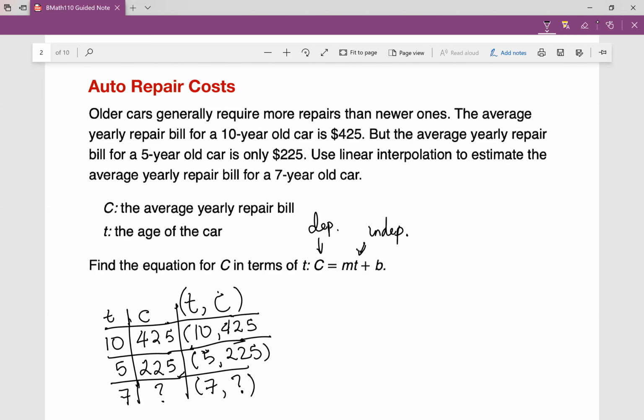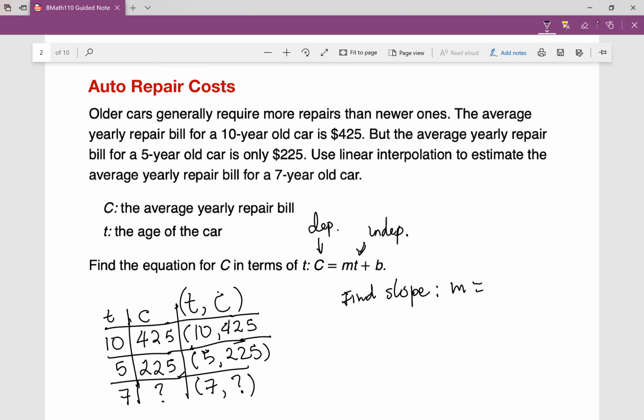So we need to use linear interpolation to estimate the average yearly repair bill. Actually, we need to find the equation for C in terms of T. And in order to do that, we need to find the slope, right? Slope first. Find slope M.